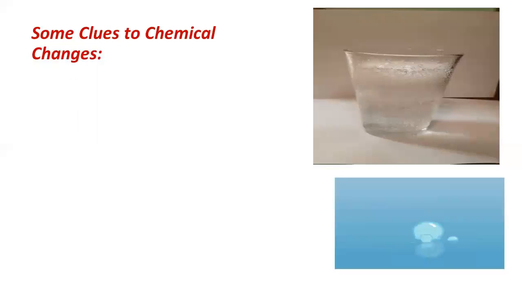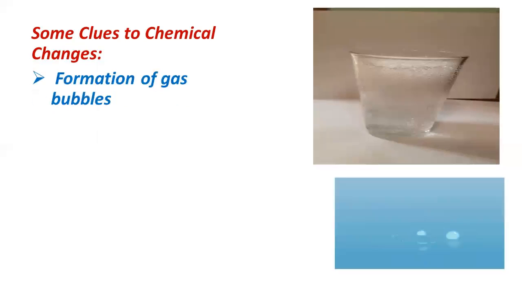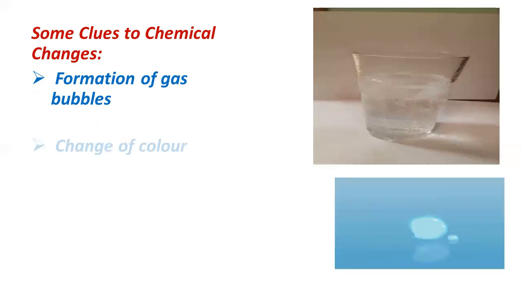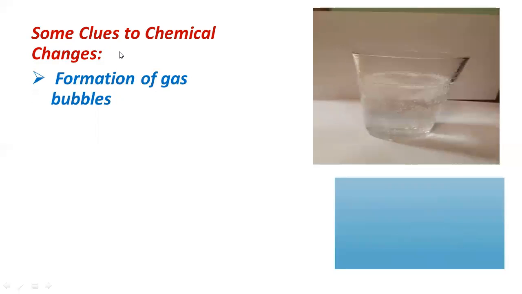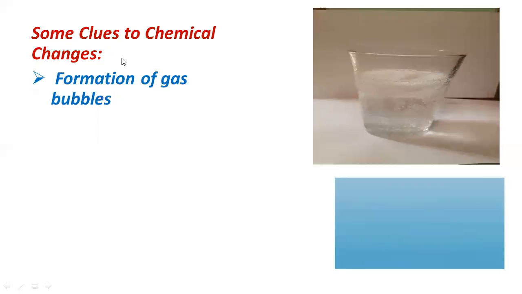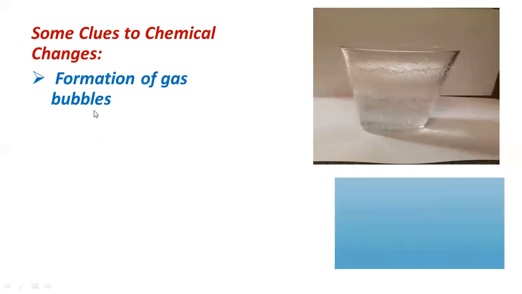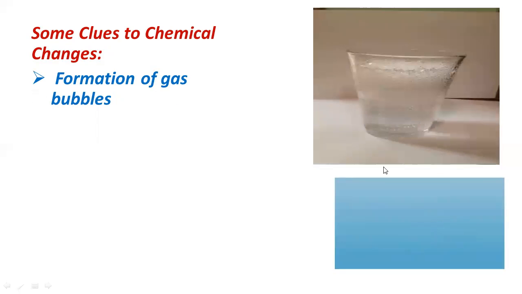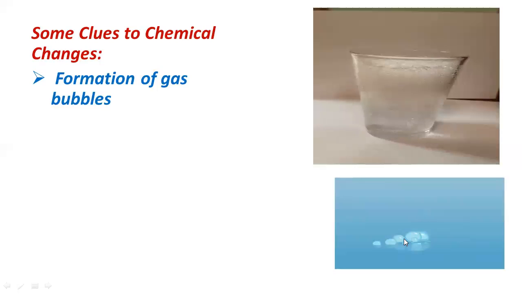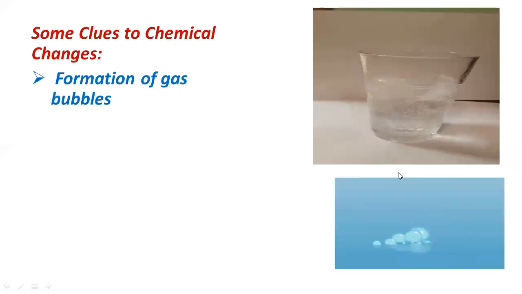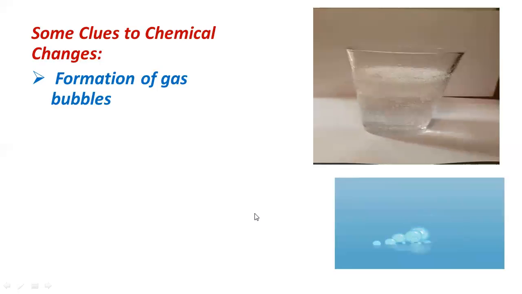Some clues to chemical changes: how will you identify whether a chemical change or a physical change takes place in a reaction? Here are some clues to identify changes in a reaction. First one is formation of gas bubbles. If you find formation of gas bubbles in a reaction, it is due to the formation of a product which is a gas, and if it is a new product, then definitely that change will be chemical.